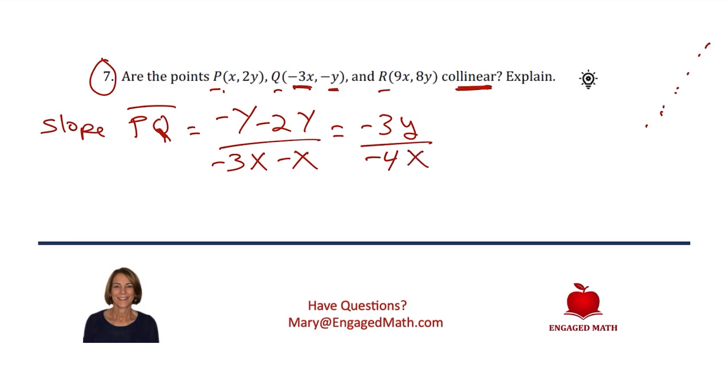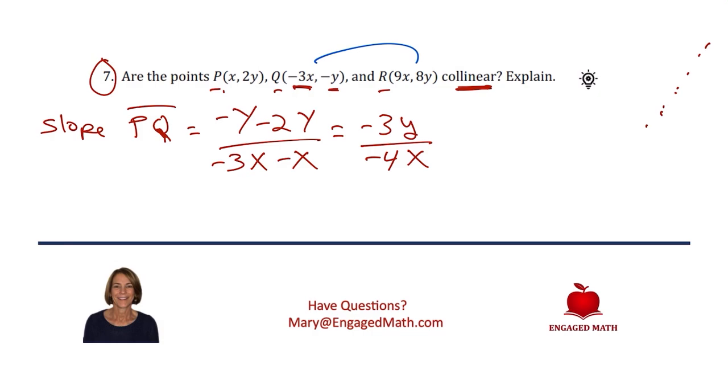All right, now I'm going to change the color, and now we're going to find the slope between Q and R. I could just as easily do between P and R. It would be the same answer either way. The slope would turn out the same no matter which 2 points I choose, as long as the points are collinear. So let's just do Q and R.